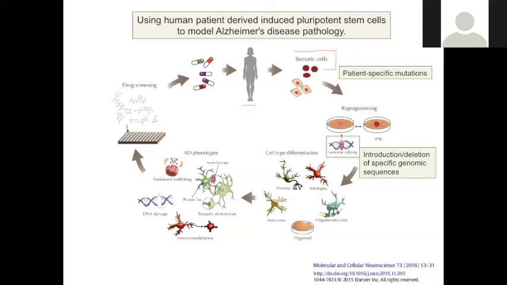This way we can grow up neurons of specific types, for example, neuron, astrocyte, microglia, oligodendrocytes, and we can then study the introduction of phenotypes that are relevant, in this case, for example, to Alzheimer's disease. These cells can then be used for drug screening that we see here.